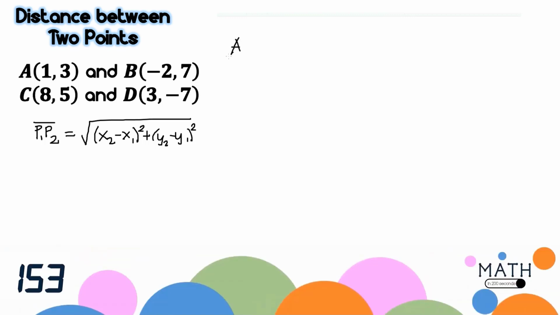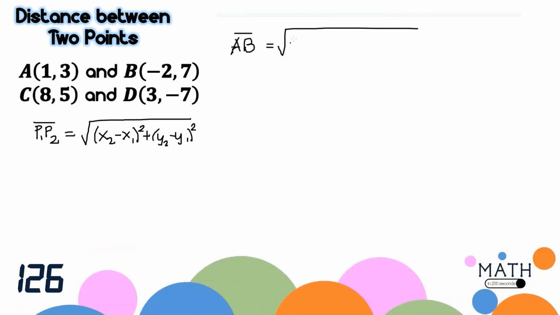Let's start with A and B. So we have A, B, the distance. By the way, in our formula, it doesn't matter which is the second point or the first point, because regardless of whether you consider A as the first point or the second point, you'll have the same result as you are taking their difference and squaring it. So you'll have here the square root. Let's say B is our second point and A is our first point.